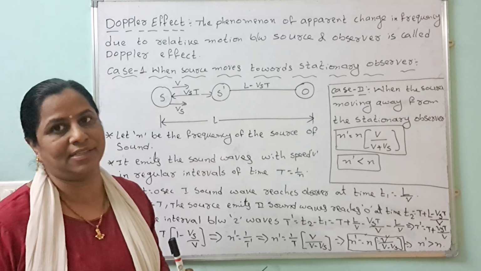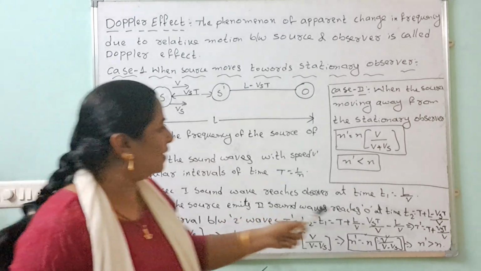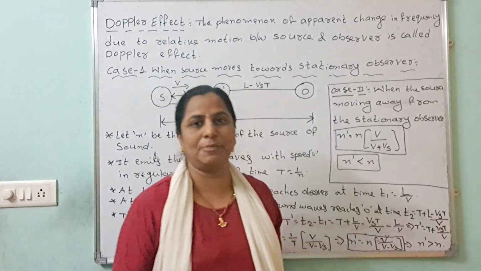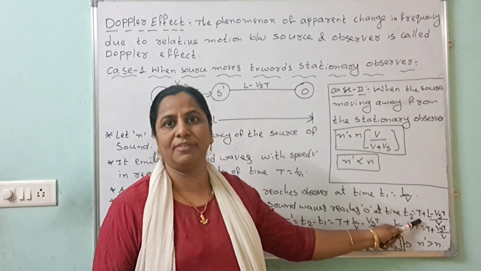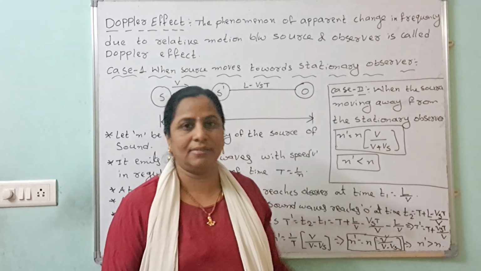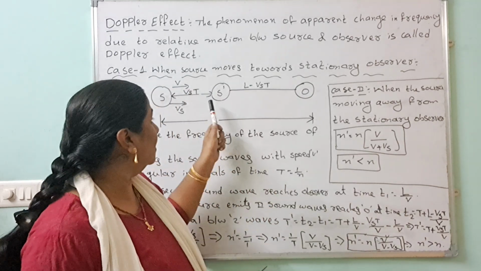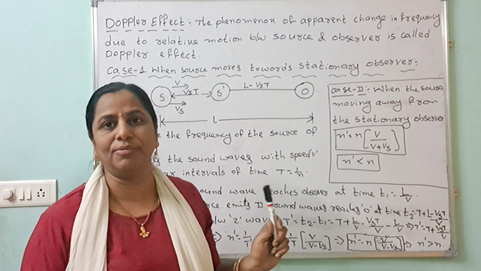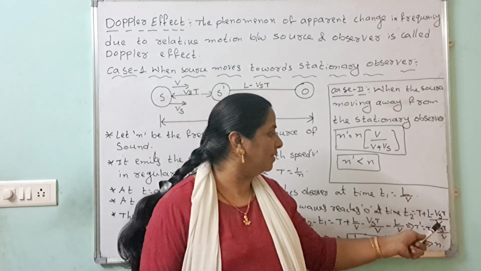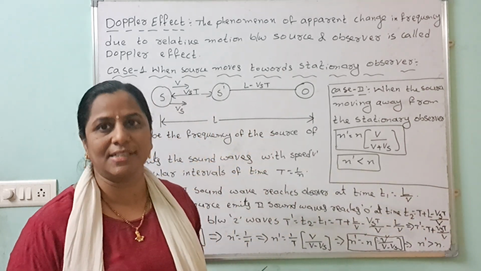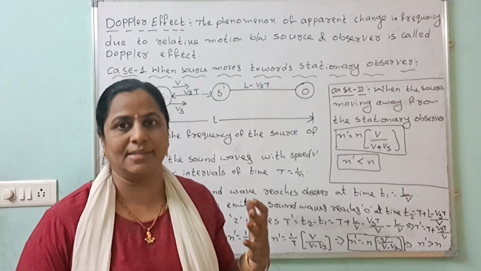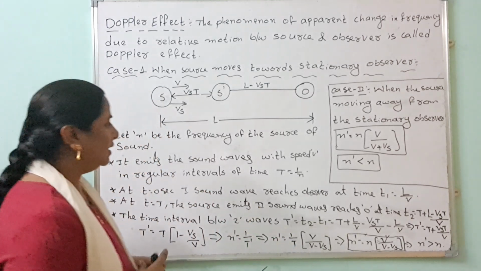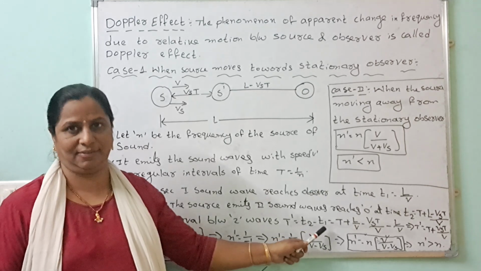But we don't want distance, we want the time. That's why L minus Vs into T by the speed of the sound. This is very important. T plus, we are moving from S to S dash, and one more time, from S dash to O. That is (L minus Vs T) by V. After simplification, now we want the time interval between the second sound wave and the first sound wave. That's why we are doing T2 minus T1.